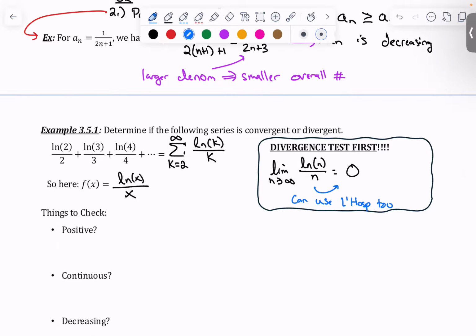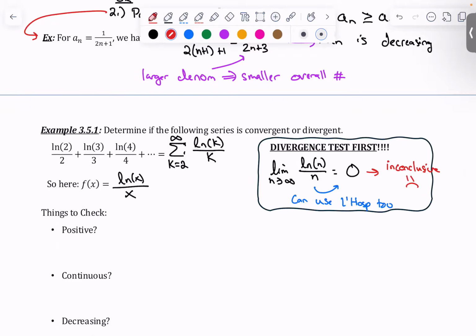You can use L'Hopital's rule to verify that too, because if you take the derivative of the top, that's 1 over n over 1, and that will approach 0. So the divergence test fails. So inconclusive. Sad days. It didn't work out, so we have to do more work.